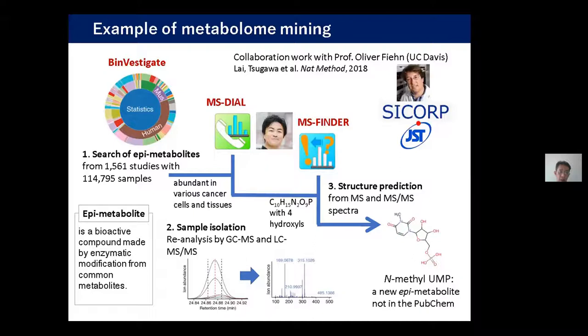The first step is molecular formula prediction, as I mentioned. And for each molecular formula, we obtain hypothetical structures. And for each hypothetical structure, we applied hydrogen rearrangement rules for ranking and tested each candidate structure, whether it's a real one or not. But how can we test? The crucial part is sample re-isolation and re-analysis. In step two, sample isolation, it says re-analysis by GC-MS and LC-MS/MS.